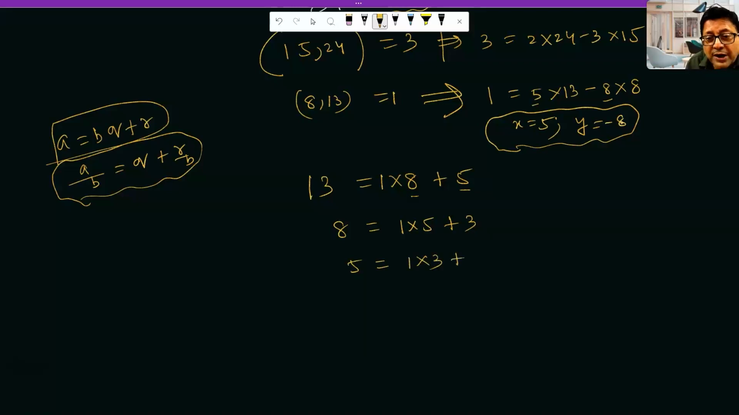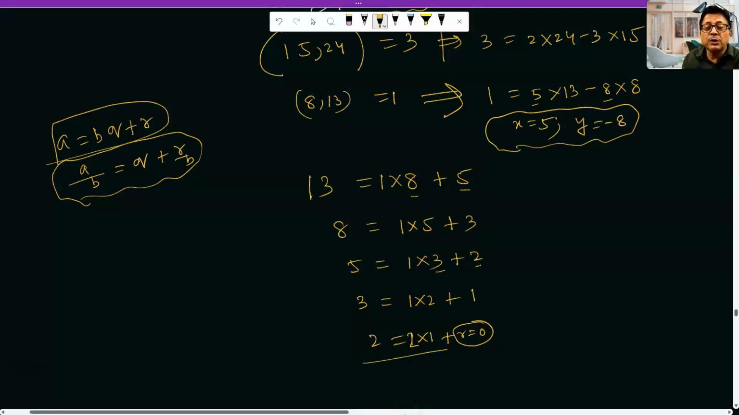It is 1 into 3 plus 2. Not yet over. Now it is reduced to GCD of 3 and 2. 3 equals 1 into 2 plus 1. And now 2 equals 2 into 1. Clear? So no remainder. The remainder equals 0 here.